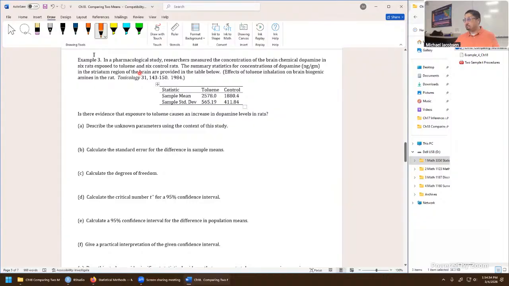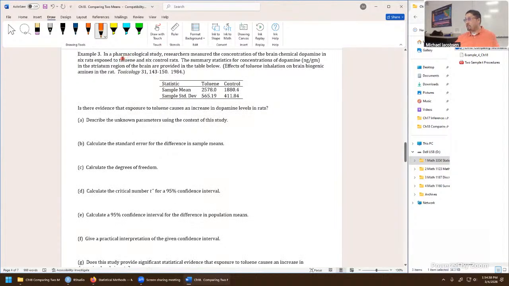Well, before we get to that, here's how example 3 is going to go. This is a pharmacological study, and it was published a while ago, admittedly, 1984, in a toxicology journal. So this one was a major study concerning public health. We're told in this pharmacological study, researchers measured the concentration of the brain chemical dopamine in 6 rats exposed to the chemical toluene, I hope I'm pronouncing that right, and 6 control rats.